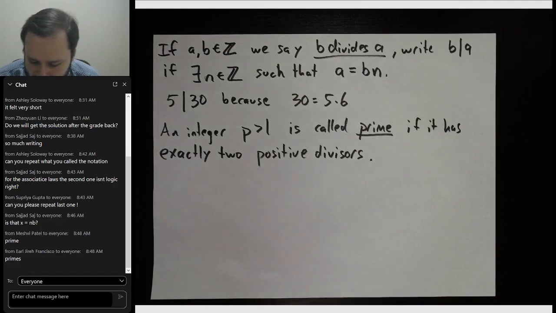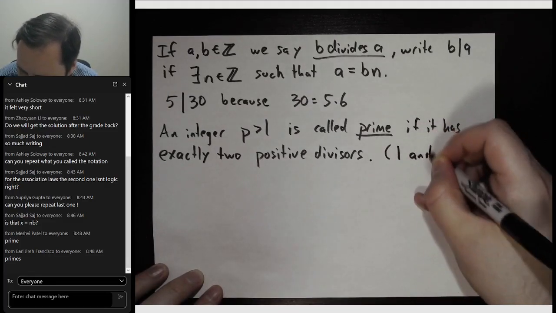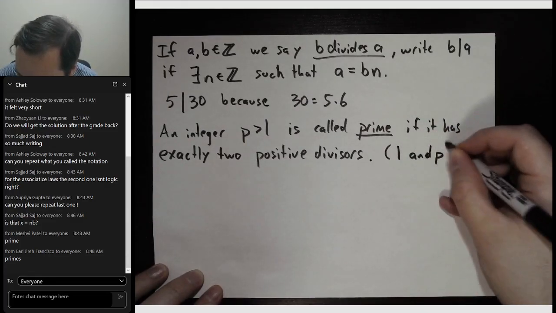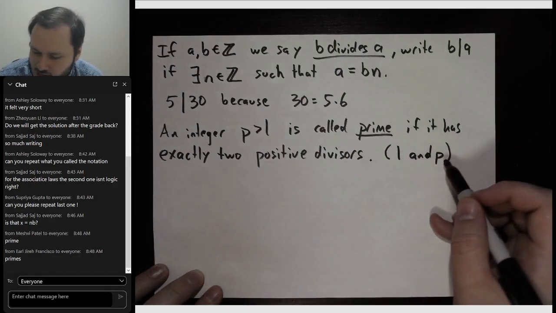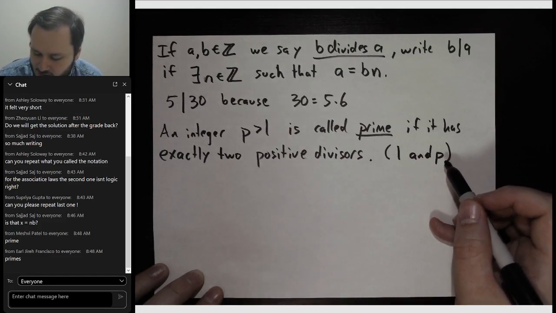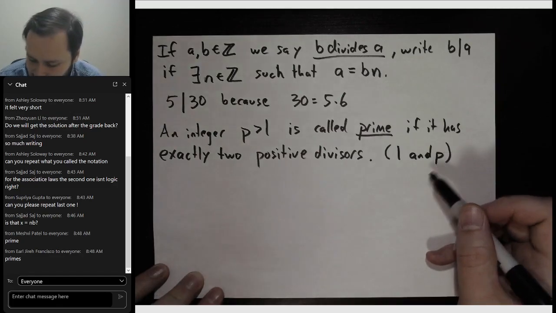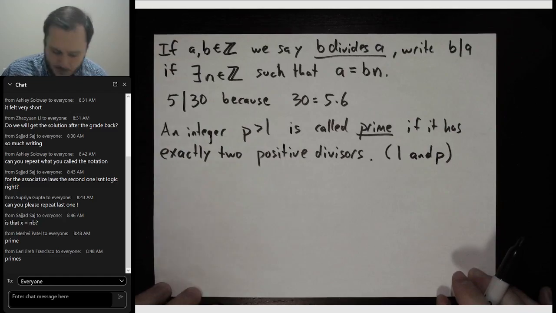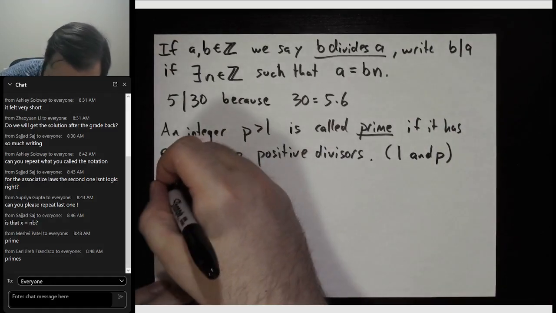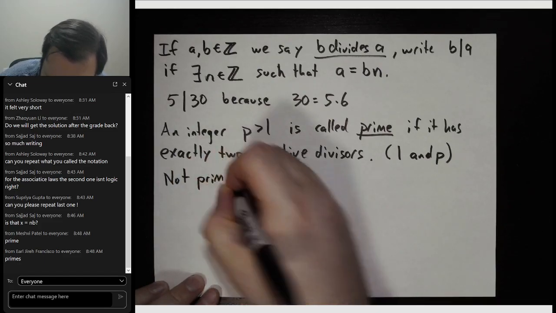What do those 2 positive divisors have to be? Well, those 2 positive divisors are going to be 1 and P, because we'll see in a moment that 1 divides any number, and P always divides itself. So every positive number has at least 2 positive divisors, and it's called prime if that number is exactly 2. If you are not prime, by the way, that means you are composite.